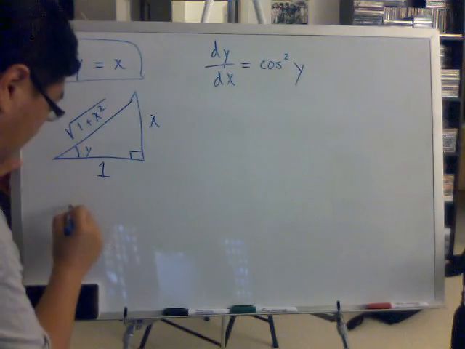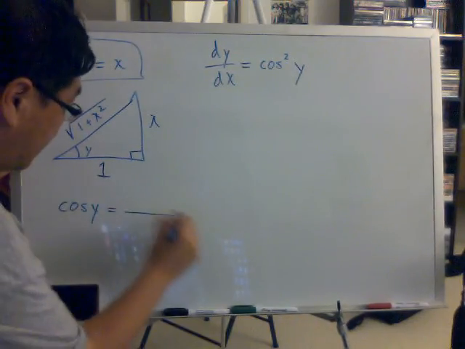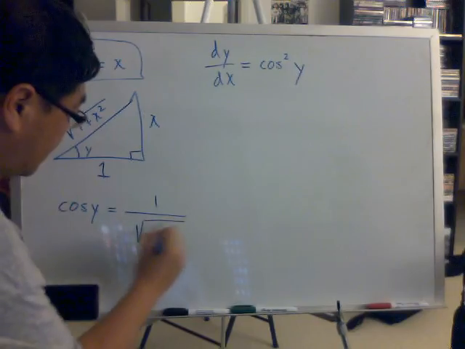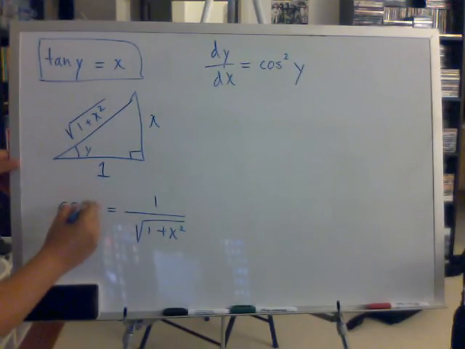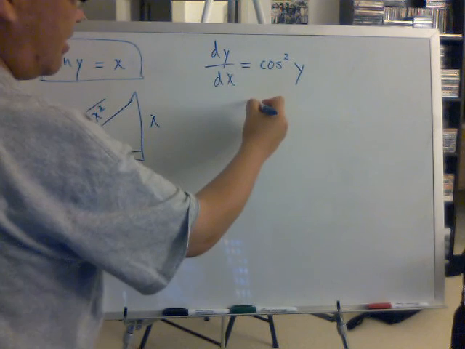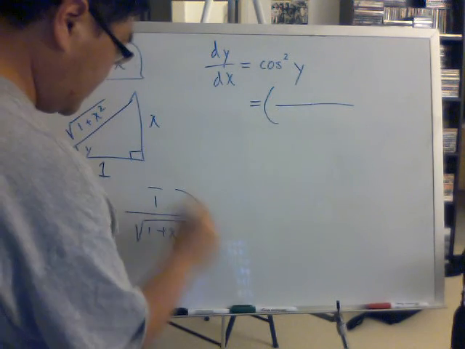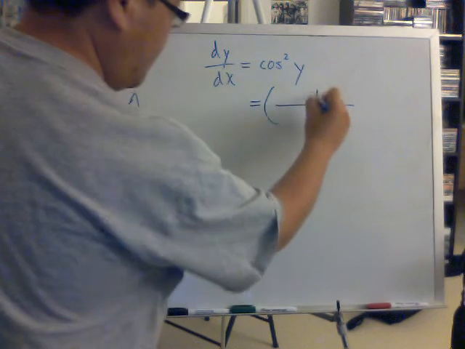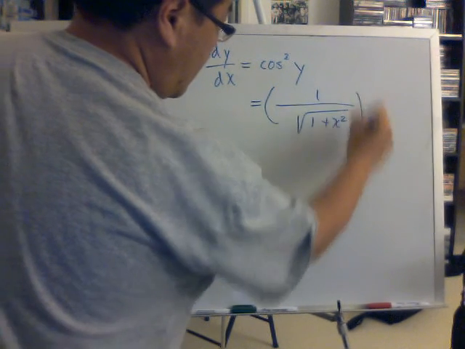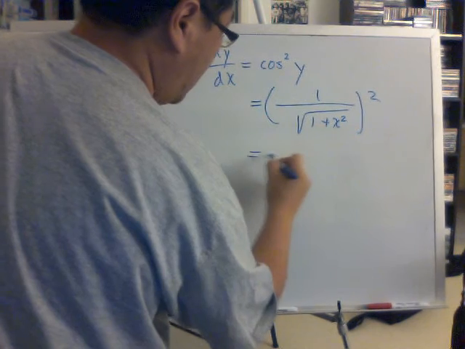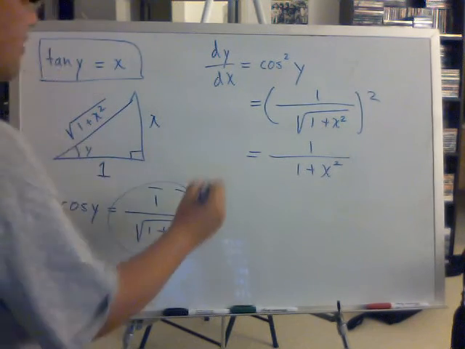Then, if we calculate cosine of y, we get 1 over the square root of 1 plus x squared. And the square of cosine of y is the square of this value, so you square it, and you have 1 over 1 plus x squared, which is the final answer.